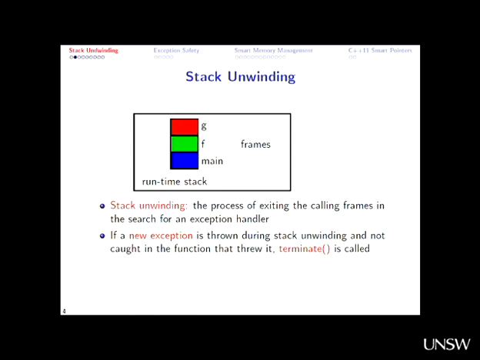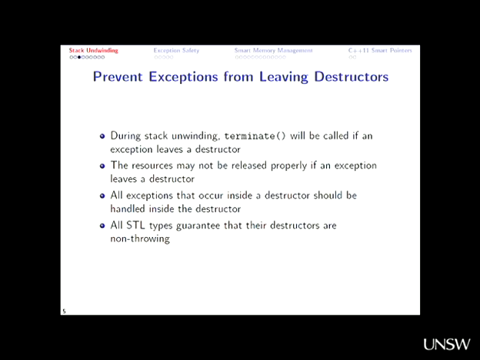So, how does this work? Let's look at destructors. Now, remember, a destructor gets called when something goes out of scope. As we tumble down the call stack, things go out of scope. So their destructors get called. Terminate gets called as well during stack unwinding if an exception leaves a destructor.